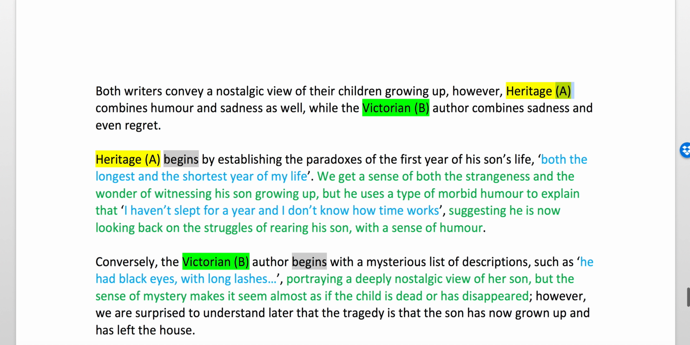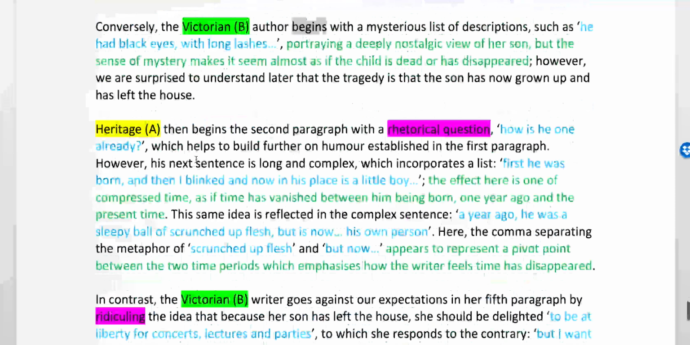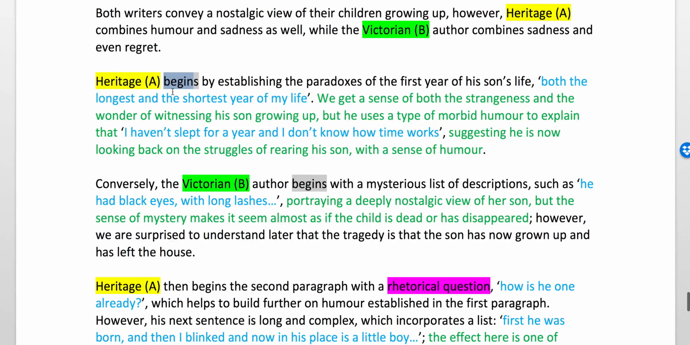In the grey highlights, the grey highlights is where I signal structure. So for the GCSE exam, they will accept it if you talk about beginnings, endings, middles, and all this kind of stuff, focus, etc. So, begins by establishing, so there I'm analyzing structure. How does he begin? He begins by establishing the paradoxes of the first year of his son's life.